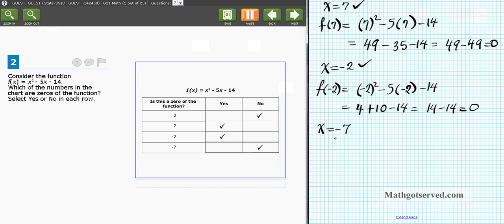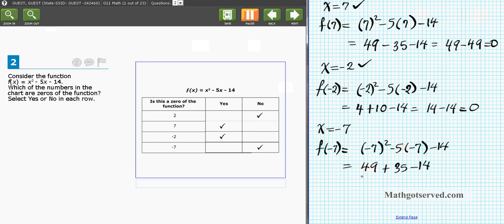Okay, so for this one, we're going to evaluate the function at the value of -7. So what we have is -7 squared minus 5 times -7 minus 14. If you work this out, you're going to have 49 plus 49 plus 35 minus 14.